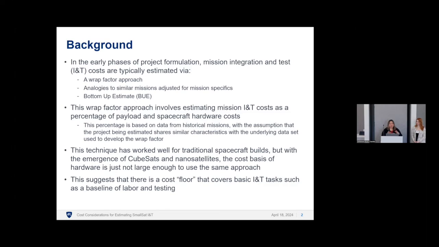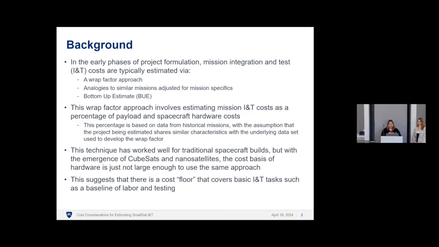This involves estimating mission INT or system INT costs as a percentage of your payload and your spacecraft hardware costs. This is all based on historical missions, with the assumption that the project being estimated shares similar characteristics with the data set that you developed your wrap factor with. However, these small sats obviously didn't share very similar characteristics with a lot of the larger Class B, Class C missions that we were doing at APL.